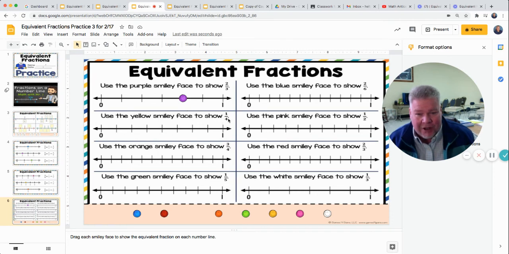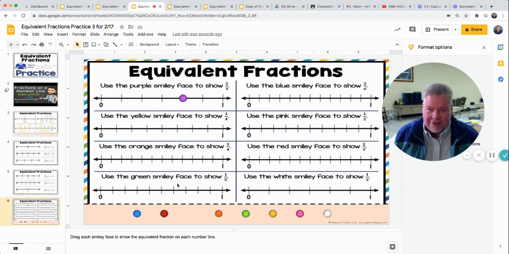So it's not marked off in fourths, obviously. You have to count how many it's marked off into and find the equivalent fraction. 1, 2, 3, 4, 5, 6, 7, 8. So this one is marked into eighths. So 1/4 is how many eighths? This one, 1, 2, 3, 4, 5, 6, 7, 8, 9, 10, 11, 12. So 3/4 is how many twelfths? 1, 2, 3, 4, 5, 6, 7, 8, 9, 10. 1/5 is how many tenths? That's how you do this.